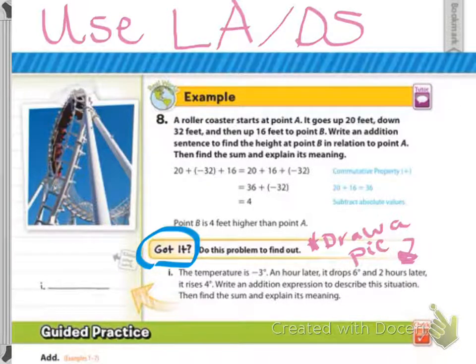Moving the numbers around a little bit using the commutative property, meaning you can change the order of the three numbers. They put the positive numbers together. 20 plus 16 is 36. Different signs you need to subtract. So now 36 minus 32 is 4. You keep the positive sign because 36 is the greater absolute value.